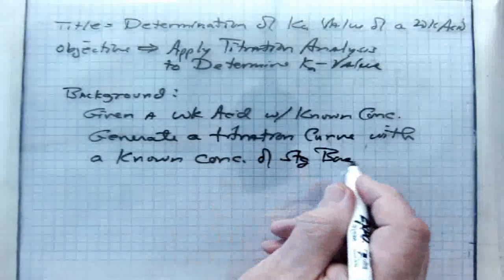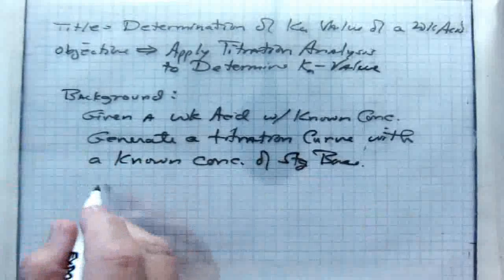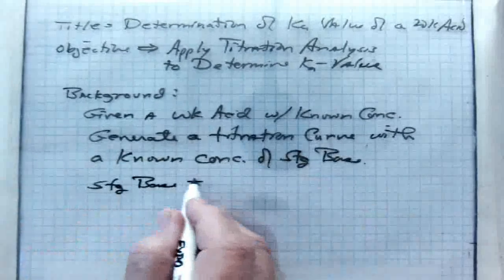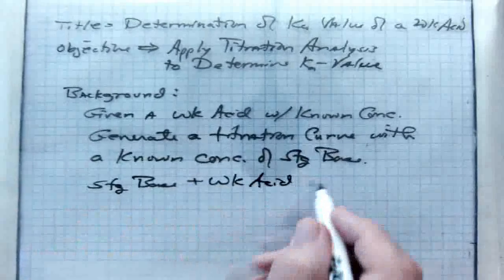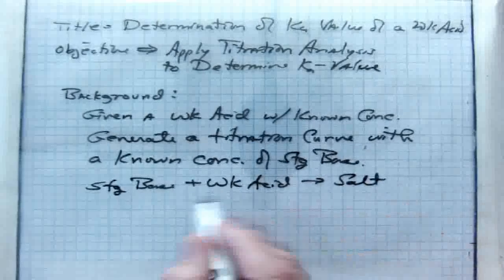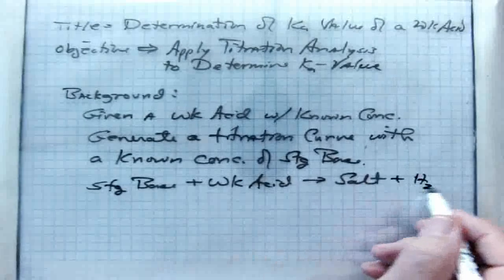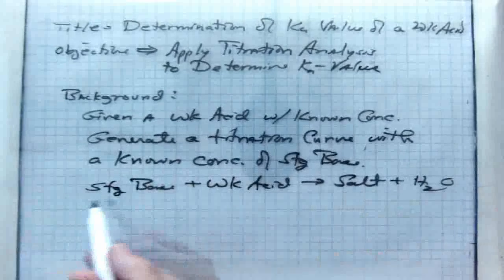Now strong base into weak acid gives a salt of that weak acid plus H2O. Now, of course, the salt is a cation anion of the system, and at equivalence point, no acid or base remain.